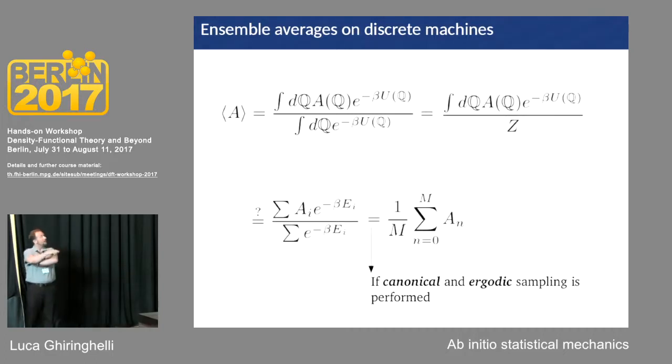Now, the way we sample quantities in one way or the other is given by this, again, textbook kind of definition of the expectation value of an observable. You have the integral weighted by the Boltzmann factor of the observable and normalized by the partition function.